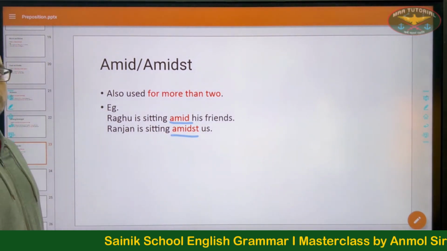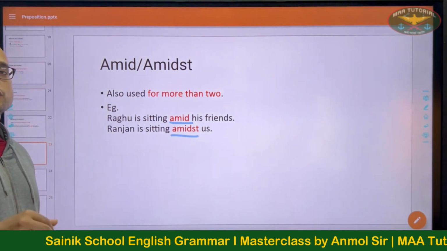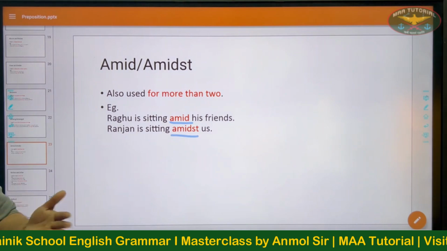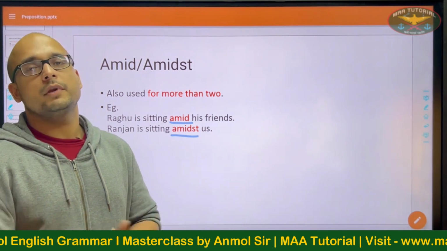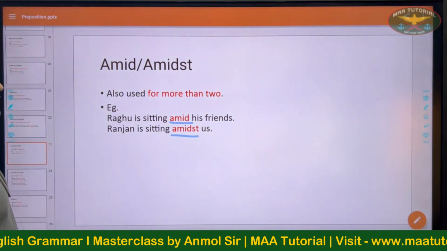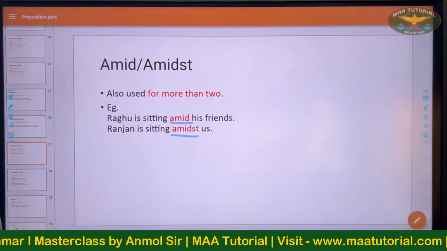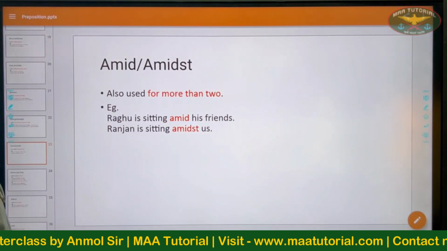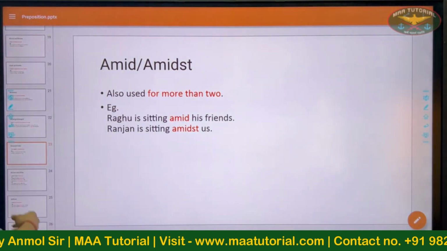Raghu is sitting amid his friends. It is to tell the position that they are actually sitting in between them. But because there are more than two, we will not use between, we will use amid. Amid and amidst are interchangeable with each other. Both of them mean the same thing and both of them can be used. Ranjan is sitting amidst us. When we know the exact position, we can use amid and amidst. If we do not know the exact position, we can use among and amongst.